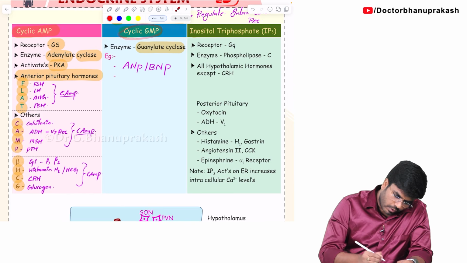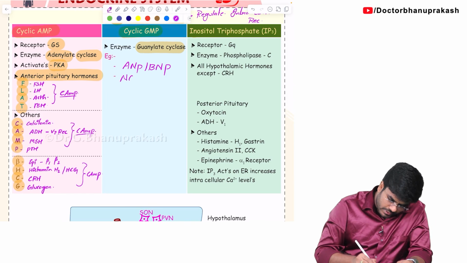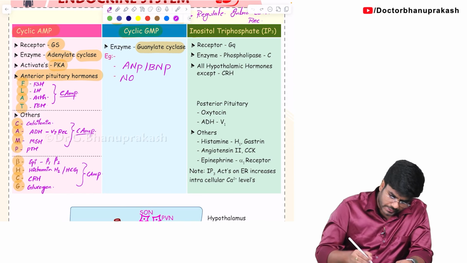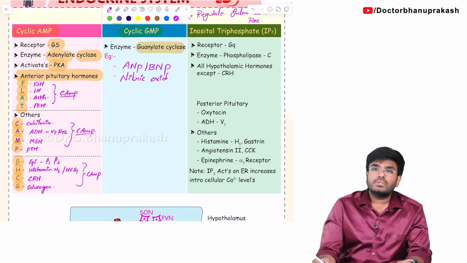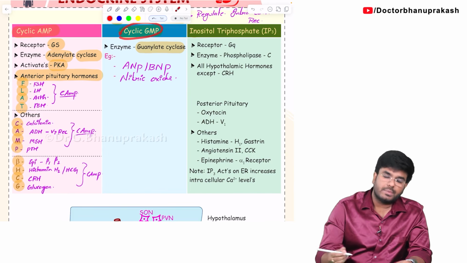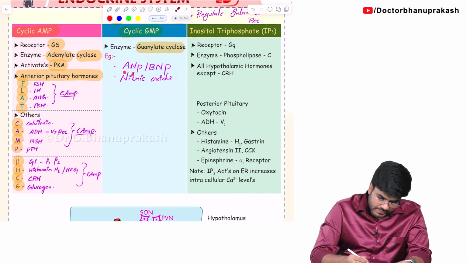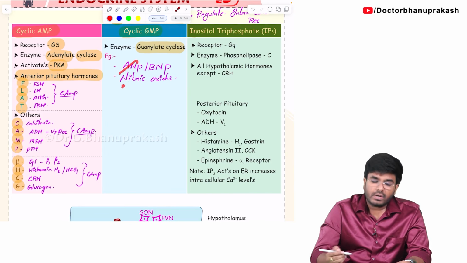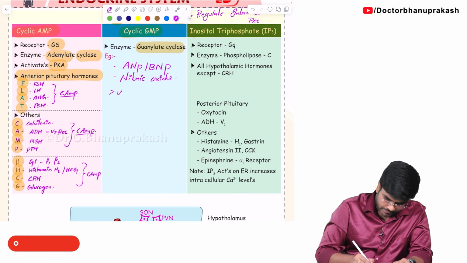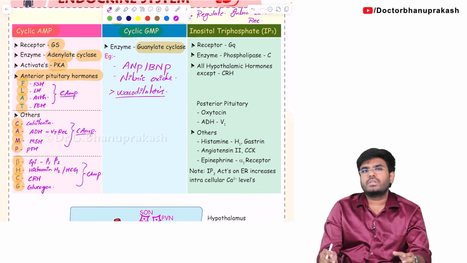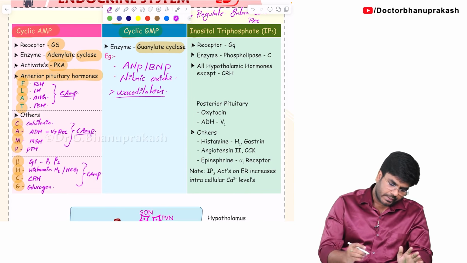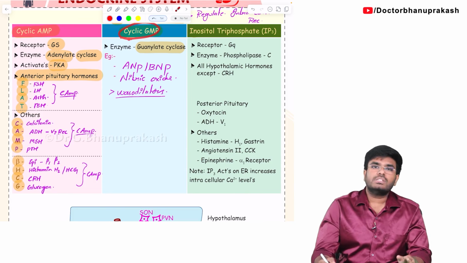Not only these two, one more substance called nitric oxide also produces cyclic GMP inside the cell. See, what is something common between atrial natriuretic peptide and nitric oxide? They are vasodilators. So can I say something like this? The hormones which usually cause vasodilation are all acting via the cyclic GMP. So cyclic GMP is going to cause vasodilation.